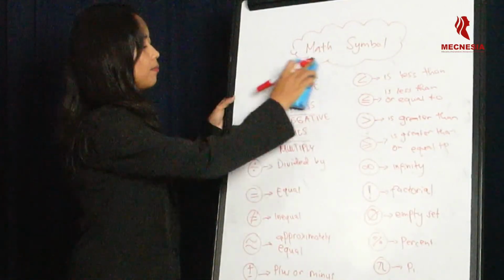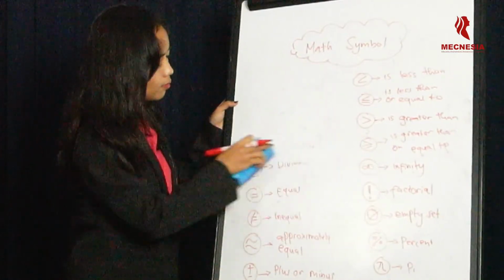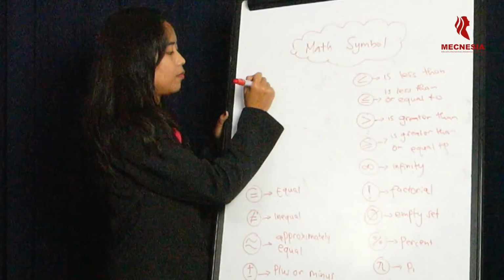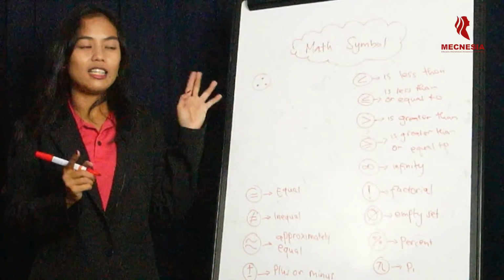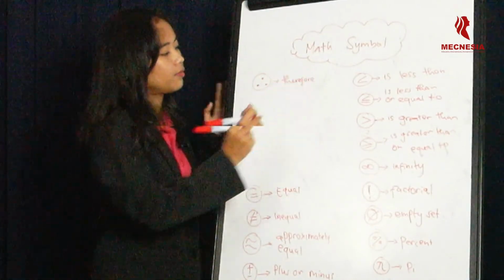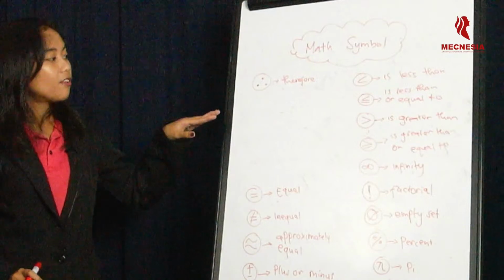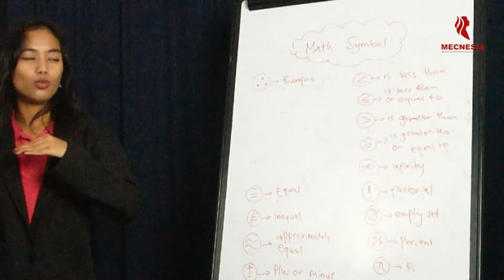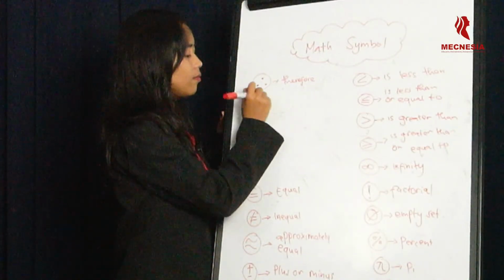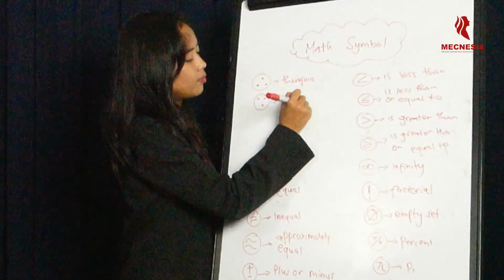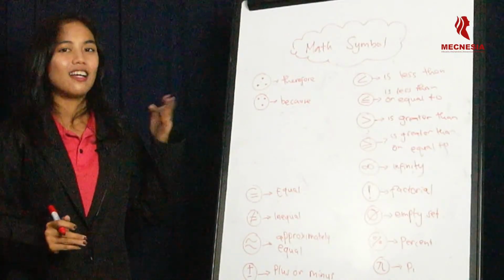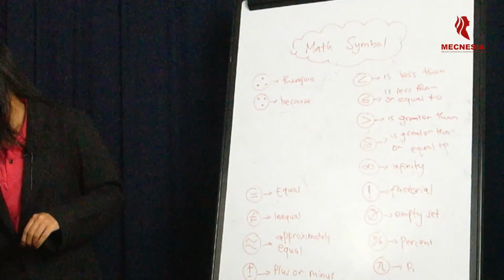I will erase this part. Oke, jadi titiknya ada 3. This one is called therefore. Therefore. Therefore in Indonesia means maka dari itu. Next, kita punya yang terbalik. This one is because. Because. Karena.